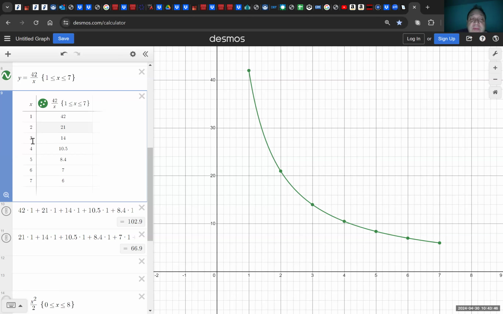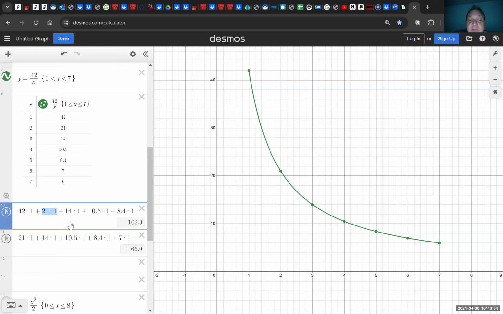Second rectangle goes from 2 to 3. So again, an x distance of 1. Left-hand endpoint being 21, right-hand endpoint being 14. So you'll see a 21 using the left-hand endpoint and a 14 using the right-hand endpoint. And I just continued that process for all of the 6 rectangles on the left and the right. So you can see those numbers matching up. And Desmos gave me the left-hand endpoint estimate and the right-hand endpoint estimate.